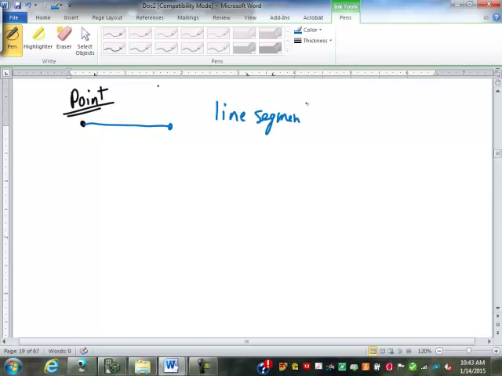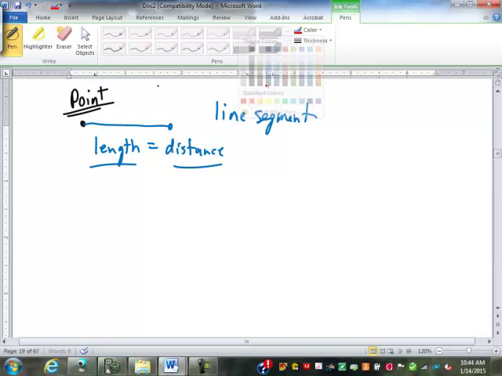Now, the name line segment isn't nearly as important as what it creates. It creates a length. The length that it creates is equal to the distance that that point had moved. So you can see in reality, length and distance are the same concept. Once we've created that line segment, we can create another more complex geometric shape. It started out as a point with 0 dimensions. After we pull it in a single direction, it has 1 dimension.